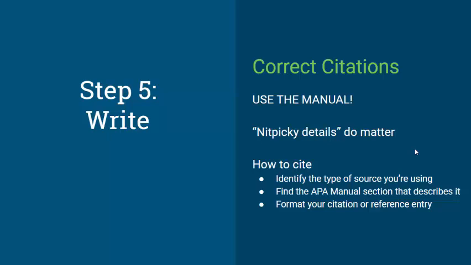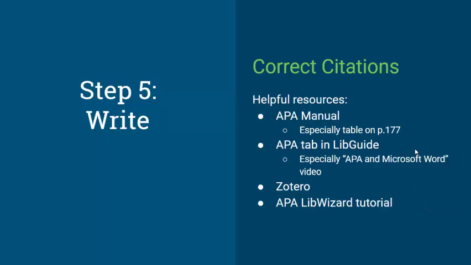The general gist of how to cite is, first you identify what kind of source am I using? Is this a web page? Is this a journal article? Is this a book? Is this a blog post? Then you go to the APA manual. You find the section that describes how to cite that kind of source, and then you format your citation or your reference entry. There are a lot of helpful sources for this.